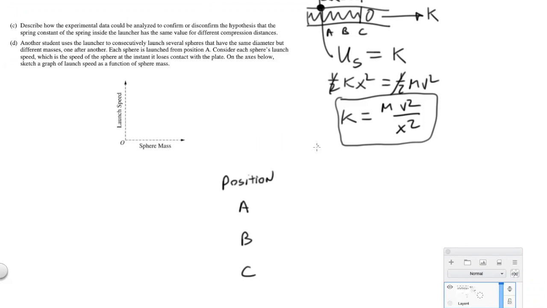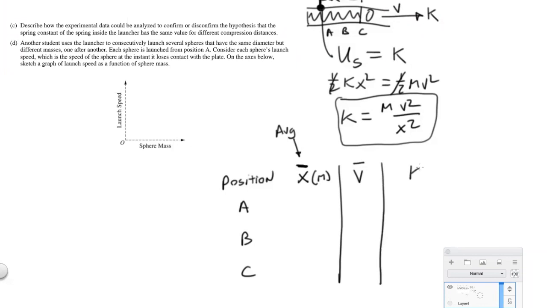Okay, so the next column, we're going to use the average compression. A line above a variable indicates average. Remember, we did this multiple times, right? We compressed the spring multiple times in our procedure, so we're going to use the average value there. And then we're going to use the average velocity that corresponded to that compression when the ball comes out. And then we're going to calculate what the spring constant should be in newtons per meter. This would be meter per second.